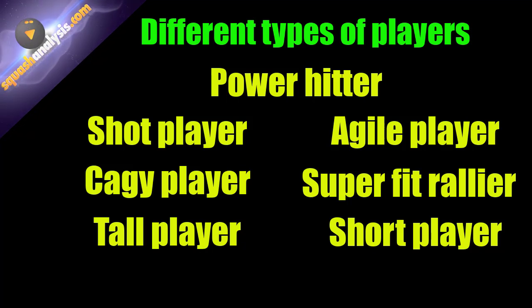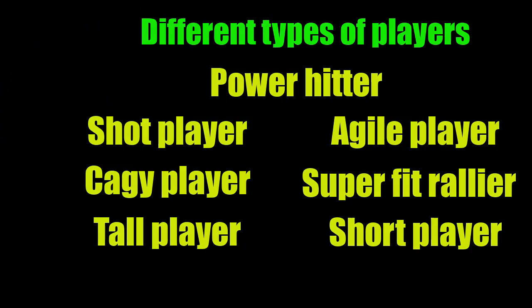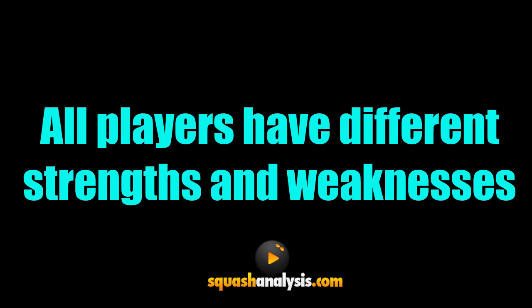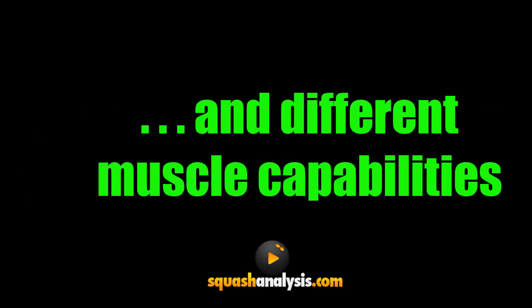Okay, there's many different types of players. There's the power hitters, your shot players, your agile players, your cagey players, and so on. There's so many different players with different capabilities. So every player has strengths and weaknesses and different muscle capabilities as well.